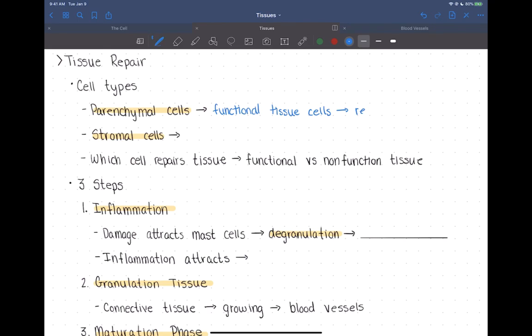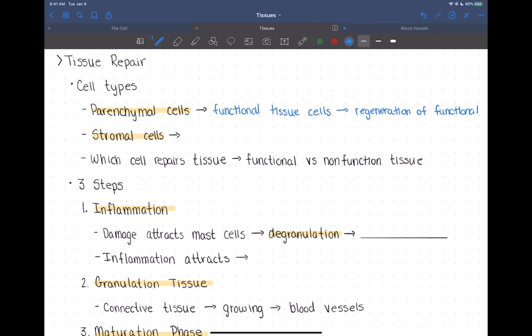So this would be regeneration of functional tissue. So that would be ideal, what you want, right? So if you have tissue that's damaged, you want to replace it with the same type of tissue that still functions in the same way that it did before.